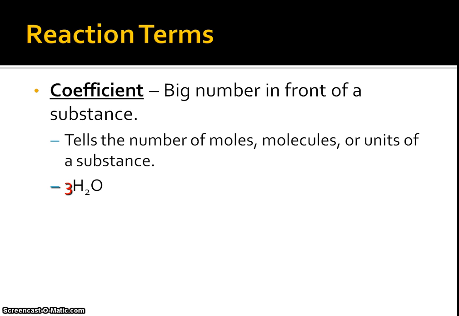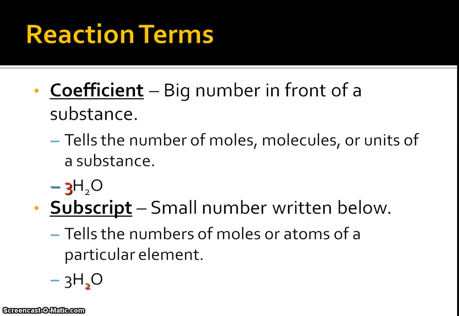And just a few more terms that you probably have heard in math before, and actually you've heard it from me too. When I say coefficient, I'm talking about the big number in front of a substance. So in this example, the 3 in front of the H2O is your coefficient. It tells the moles, molecules, or units, but don't worry too much about what it tells you for now. We're going to use that in our next chapter. For now, you just need to know if I say your coefficients are not balanced, you need to know where to look for your coefficient.